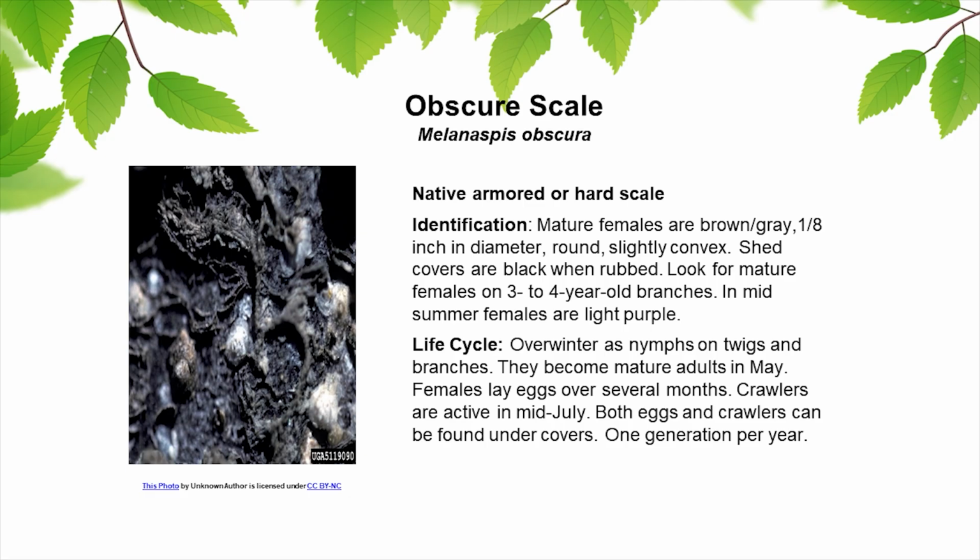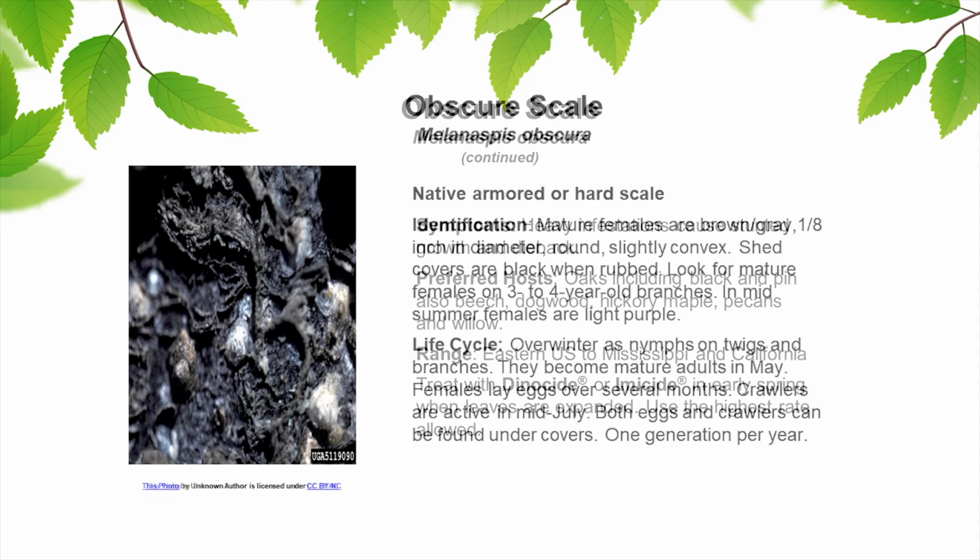Obscure Scale overwinters as nymphs on twigs and branches. They become mature adults in May. Females lay about 50 eggs over several months. Crawlers are active in mid-July through September. Both eggs and crawlers can be found under covers. They have one generation per year.